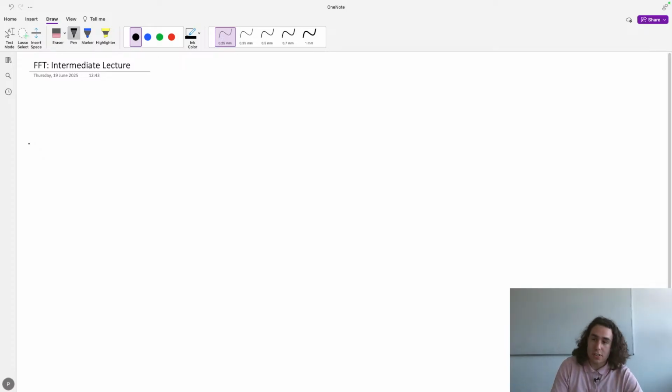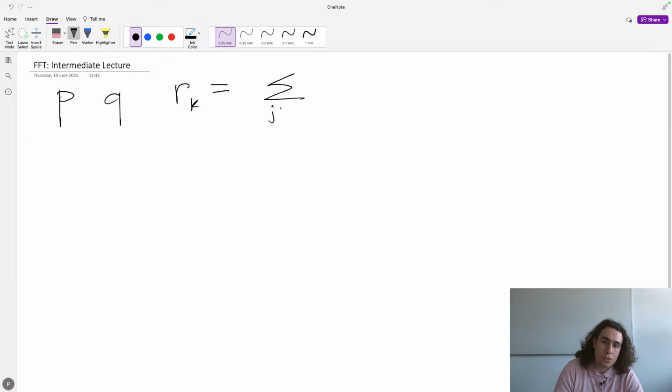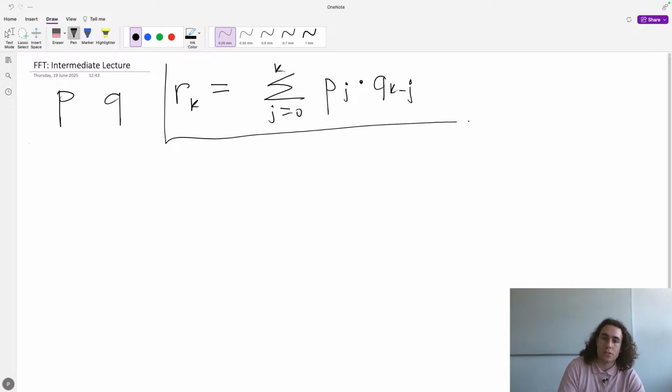So the problem that we're solving is convolution, right? We have two arrays, P and Q, of size n, and we're trying to find an array R such that R_k is equal to the sum over j from 0 to k of P_j times Q_(k-j). This is convolution.